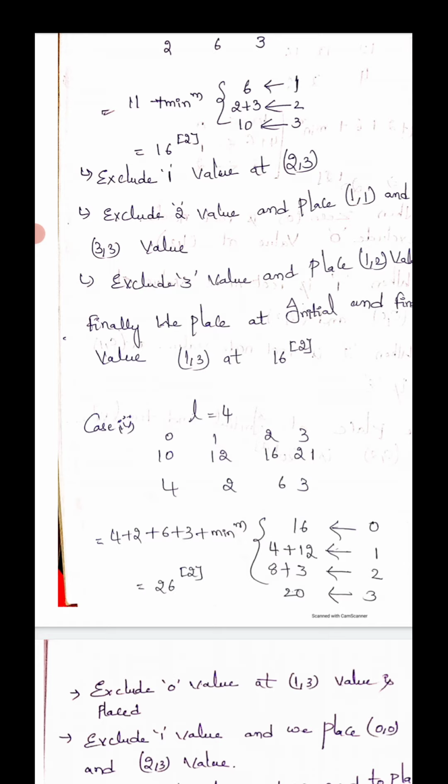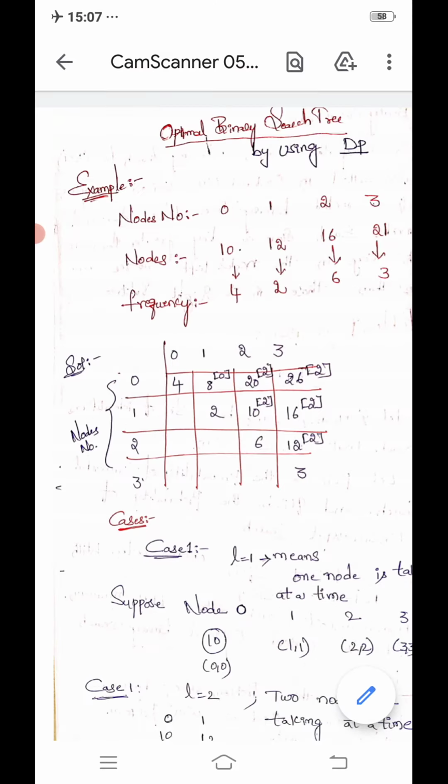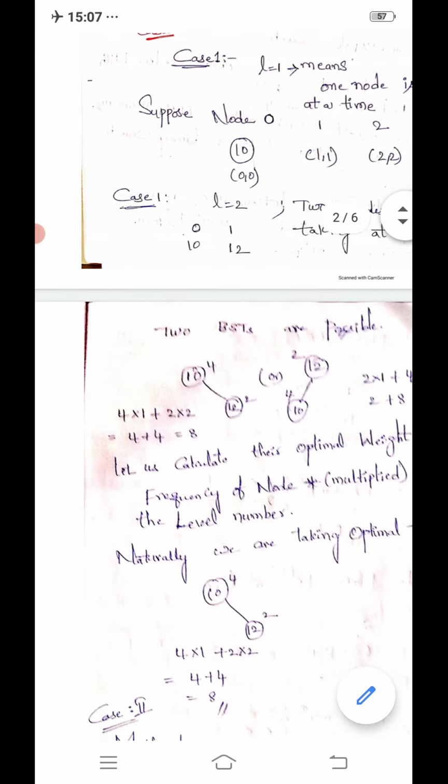Now we have to look at exclude 1 value. In the sense, if we close 1 value, on the left side we look at 0, 0 value and on the right side we place 2, 3 value. Exclude 1 value and we place 0, 0 and 2, 3 value. 0, 0, how much is the value? 4. 2, 3, how much is the value? 4 plus 3... 12. 0, 0 is 4 and 2, 3 value is 12.